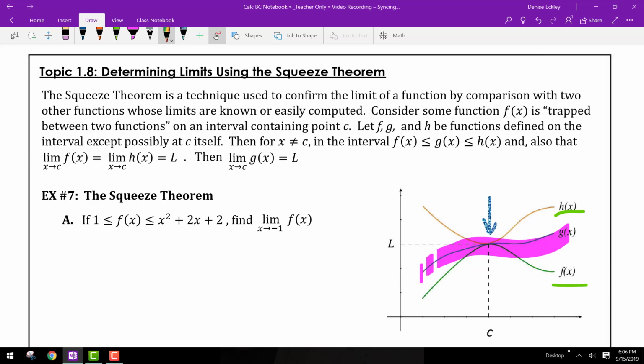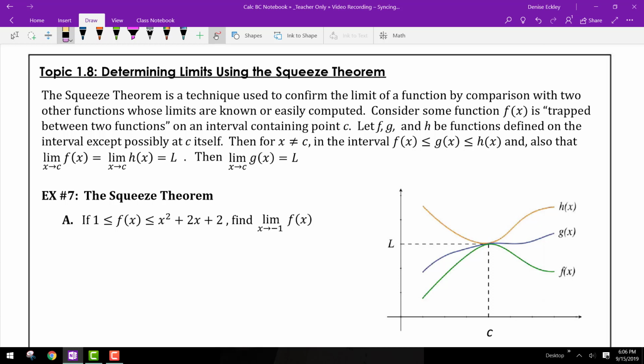So if we know the limit of f of x and h of x are both L, then if g is squeezed in between them, regardless of what kind of behavior g is having at that specific point c, it also has to have the same limit L. So example 7 is showing, if we know that f of x is between 1 and the parabola x squared plus 2x plus 2, we want to find the limit at -1.